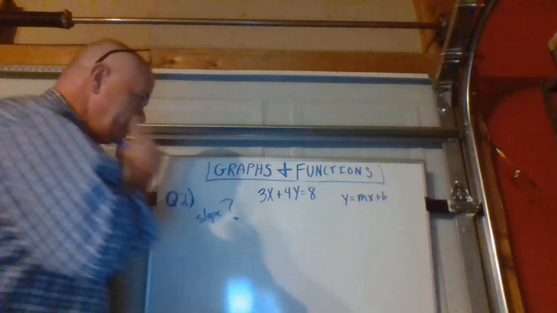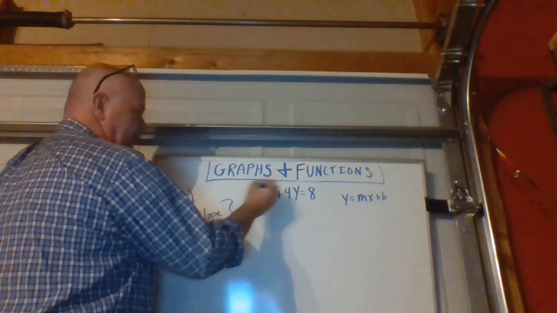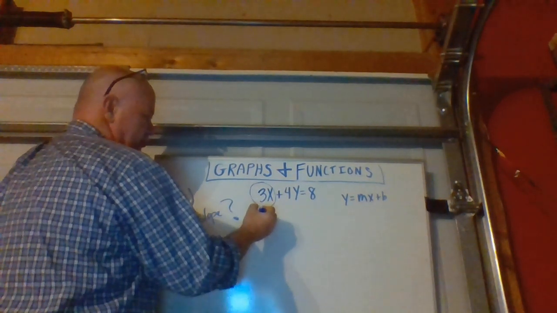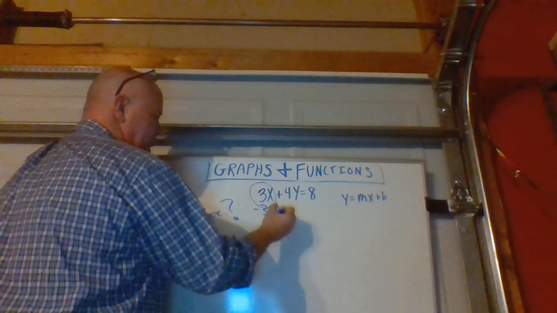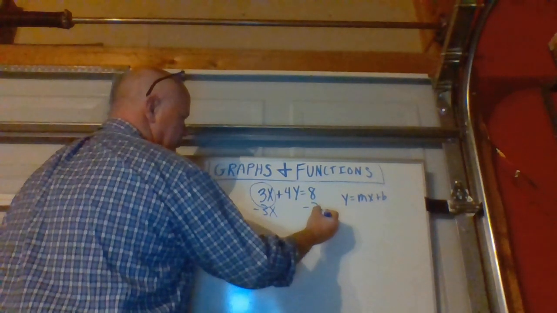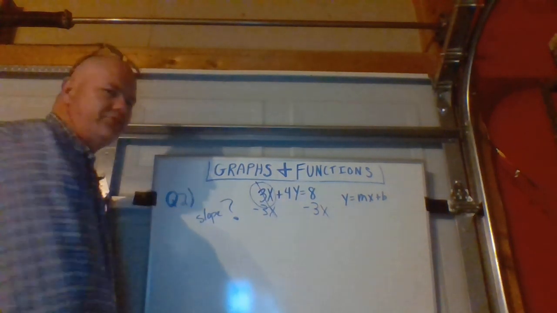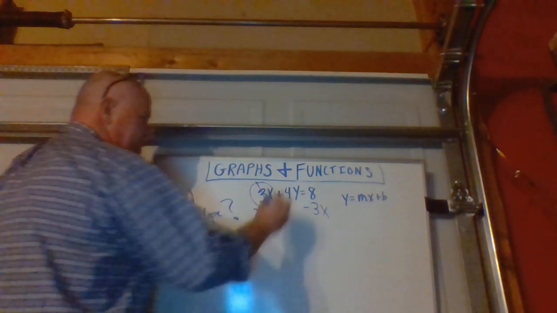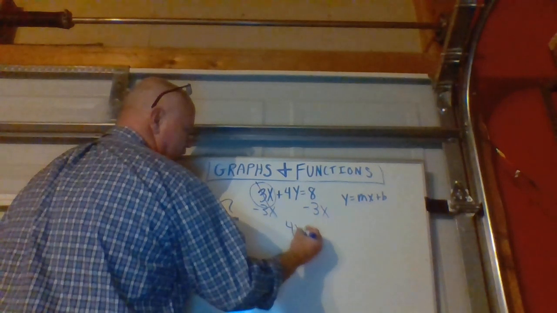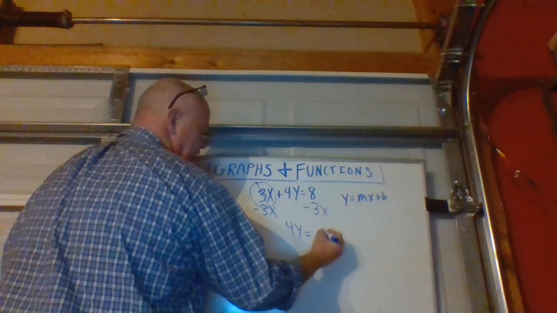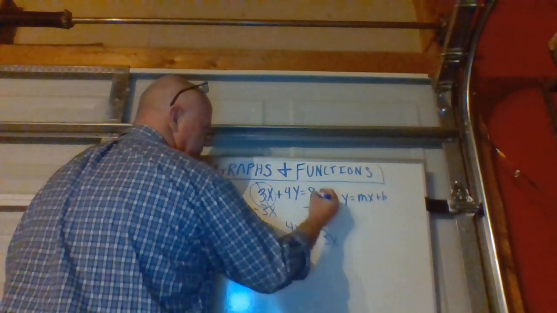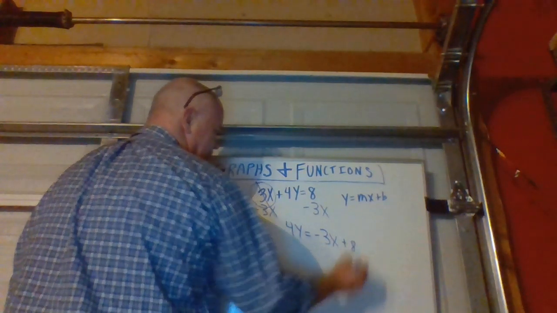That's our goal as we're rearranging, and we need to make sure we do this correctly. So we need to get rid of the 3x. The proper way we do that is we subtract 3x from this side. We need to do the same thing to the other side to keep it balanced. I like to cross those guys off. So I've got 4y equals negative 3x plus 8.